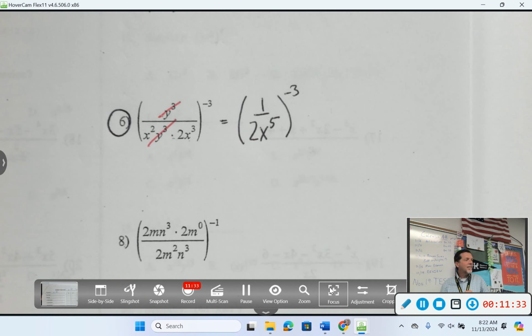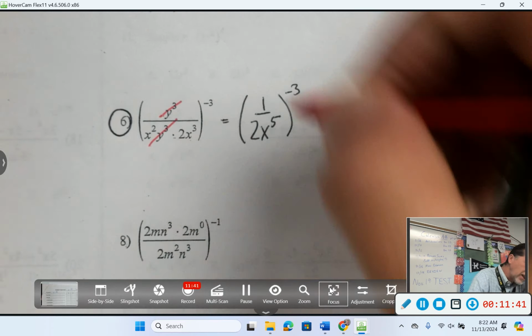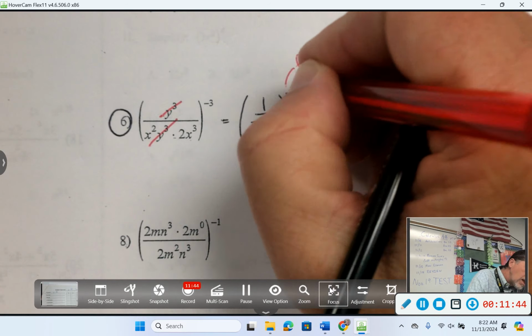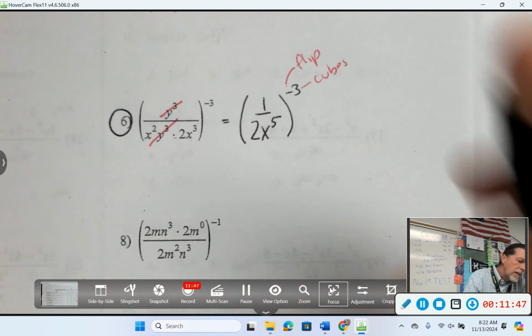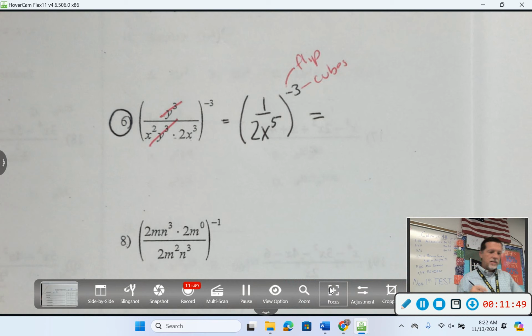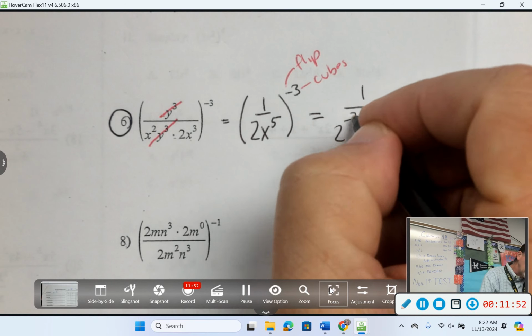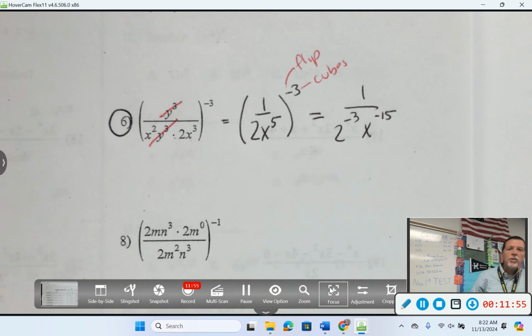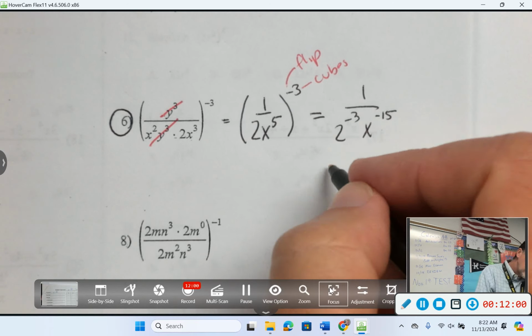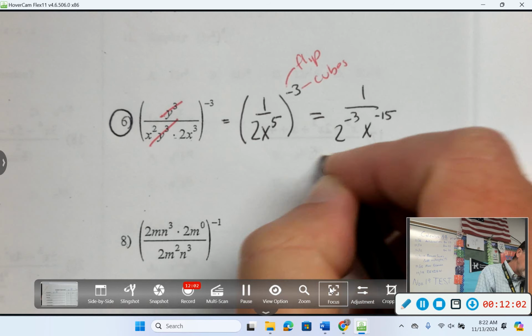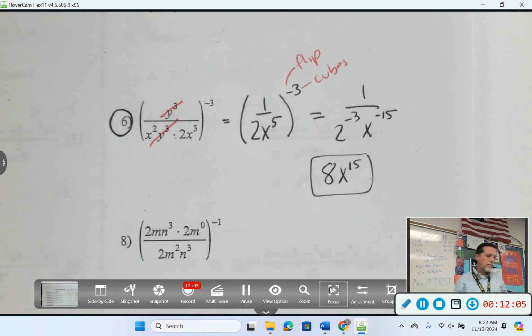I'm not done yet. So what's the negative 3 do? It flips it. It flips it and cubes it. That's one way to say it. The negative flips it. 8. And 3 cubes it. Some of you are going to do that all at once. Others of you are going to distribute the negative 3 first. But both of those would flip over because they're negative. So 8x to the 15th. Right? That's 3 times 5? Power to a power?